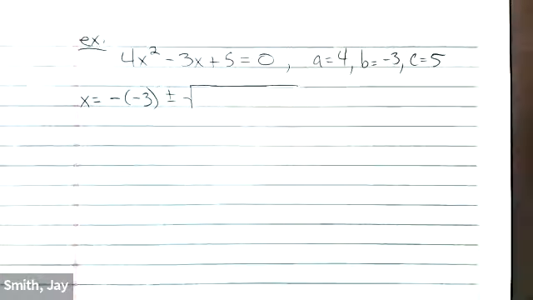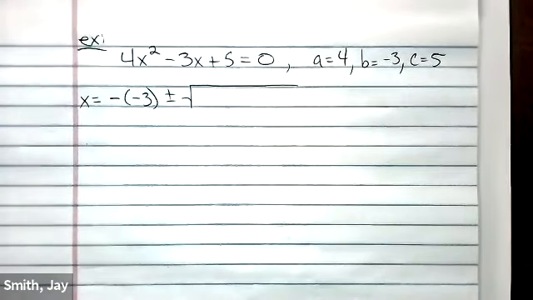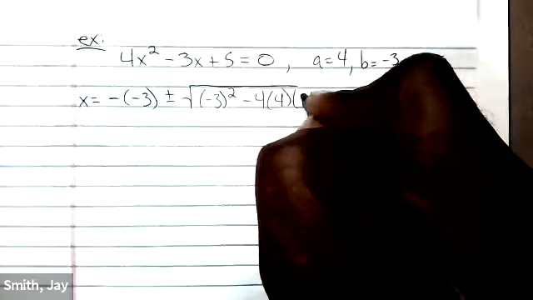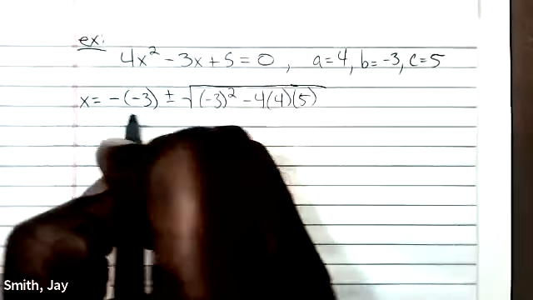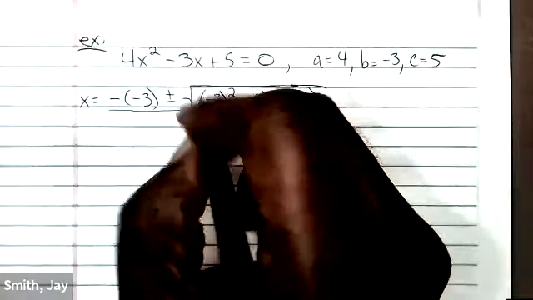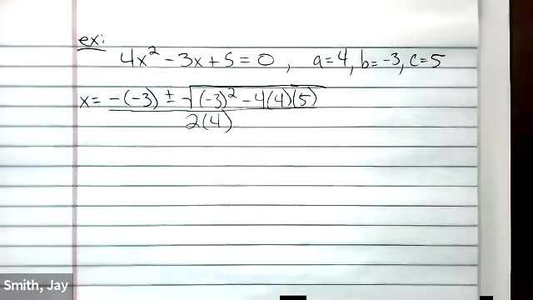I'll plug everything into its appropriate place in the quadratic formula. So we're going to have a negative b, or in this case, negative negative 3, plus and minus the square root of b squared, or in this case, negative 3 squared, minus 4 times a, which is 4, times c, which is 5. And all of this is being divided by 2 times a, or in this case, 2 times 4.